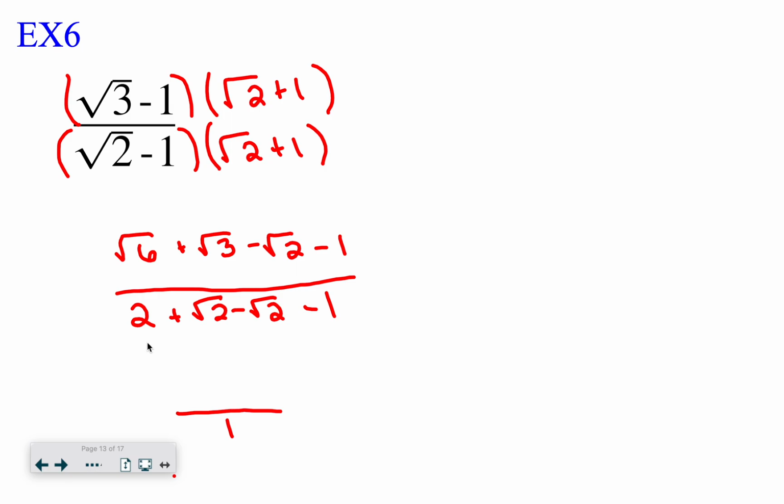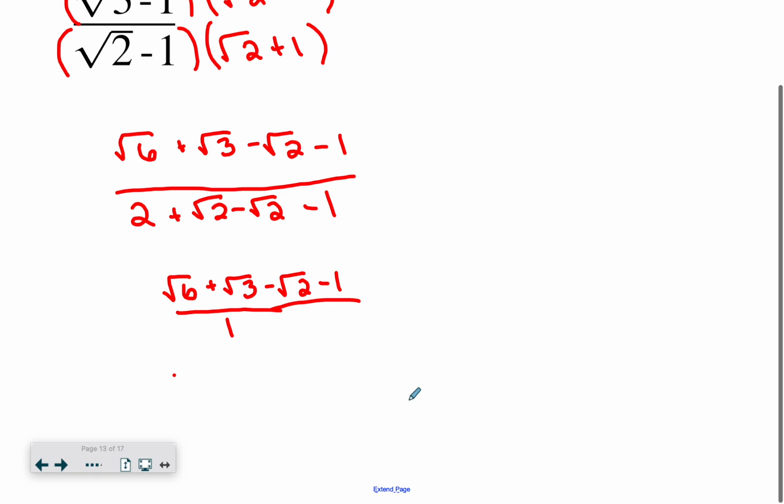And this is what I meant in my earlier video about sometimes this doesn't look more simple, because you have 3 radicals in the numerator: root 6 plus square root 3 minus square root 2 minus 1. And this is all over 1. And you don't have to leave the 1 in the denominator. You can just leave it as root 6 plus root 3 minus root 2 minus 1 here.